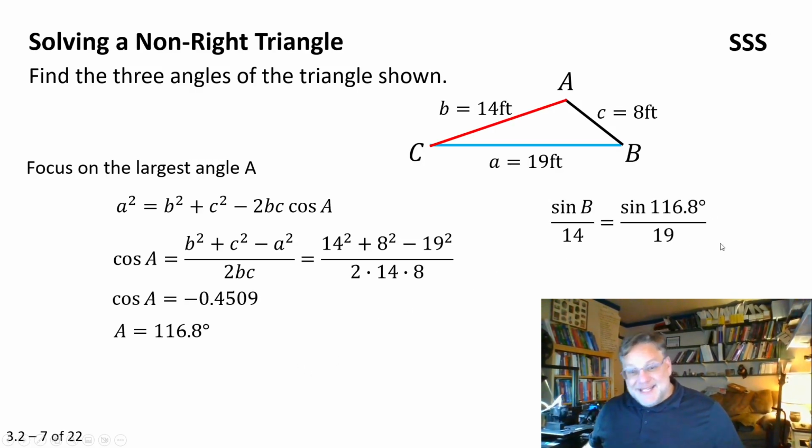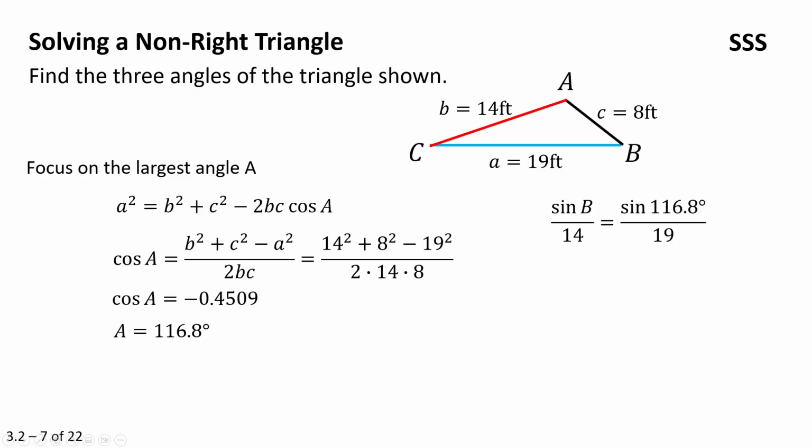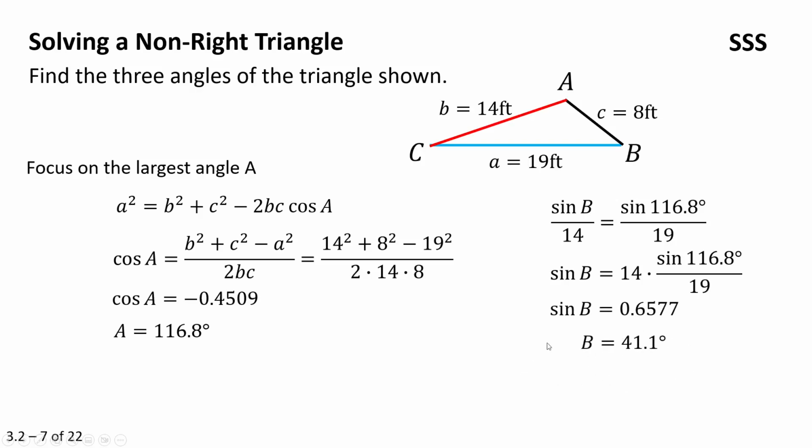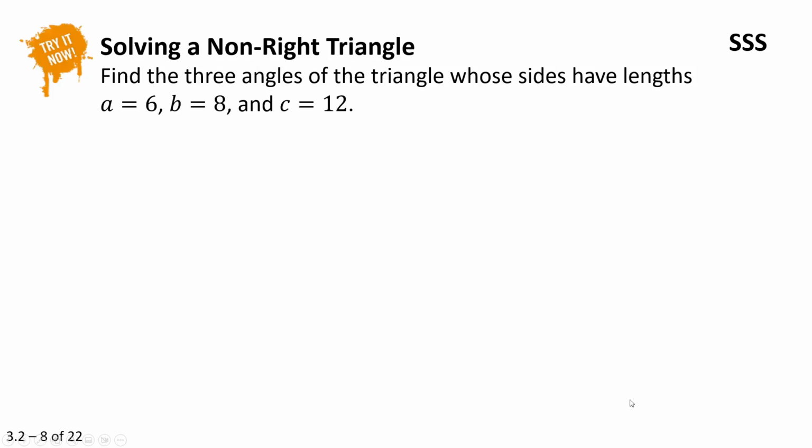Notice, in order to find the next angle, we can just use the law of sines here. This is the law of sines. Sine of B over 14 is equal to the sine of angle A, which we just found, over side A. And once we do that, we can find out what sine of B is, which is that, and B is 41.1 degrees. And if we've got two angles, we can find the third one very easily by subtracting those two from 180, and we have our third angle. Hence, we've solved the triangle.